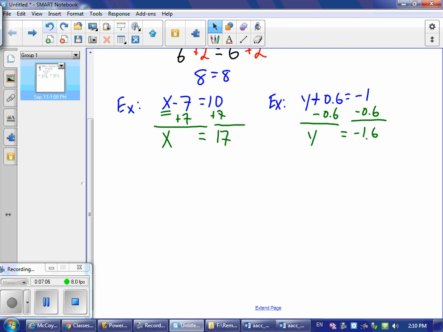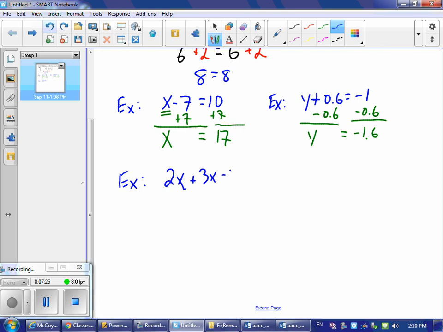Okay. Moving on. Example number 3. We're going to solve 2x plus 3x minus 5 plus 7 equals 10x plus 3 minus 6x minus 4.